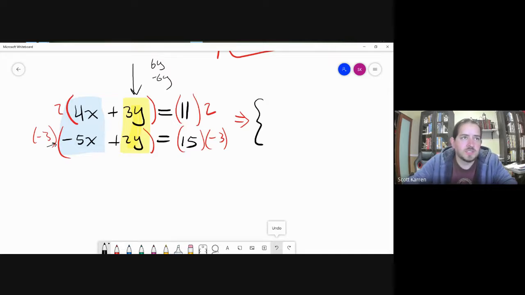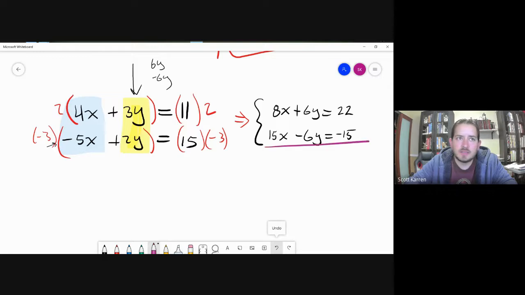Multiplying the top one by 2 turns this into 8x plus 6y equals 22. Multiplying the bottom by negative 3 turns this into 15x minus 6y equals negative 15. And now if I combine these guys, 15x and 8x, right, it's a little bit large. It's what, 23x? But 6y and negative 6y cancel, and they're gone. Over here, 22 minus 15. Well, that's not going to be pleasant. I mean, it's 7. There we go.